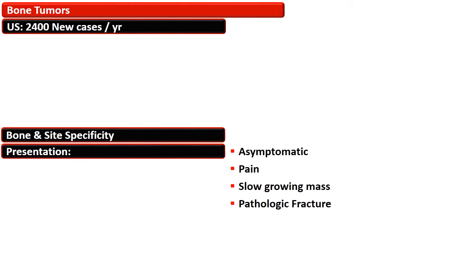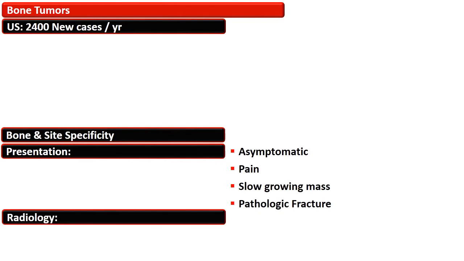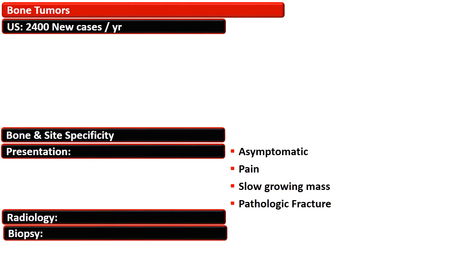If not causing an obvious lesion, benign tumors are diagnosed incidentally, while malignant tumors present with pain, mass, or a pathological fracture. The radiologic imaging for bone tumors is important to localize the lesion, and the histopathological study is essential for the definite diagnosis.